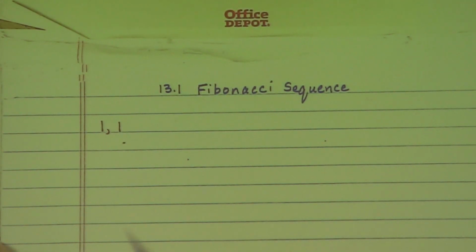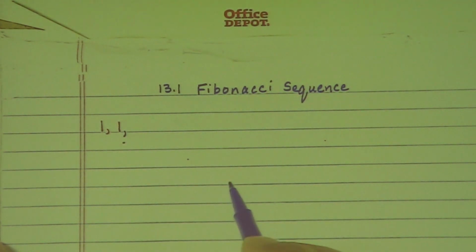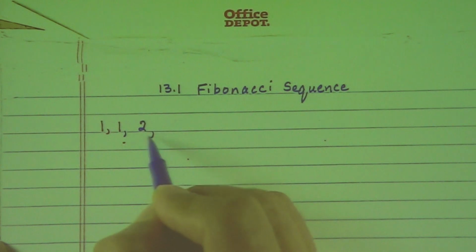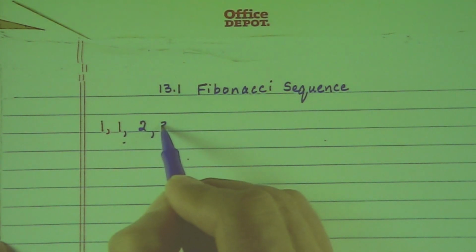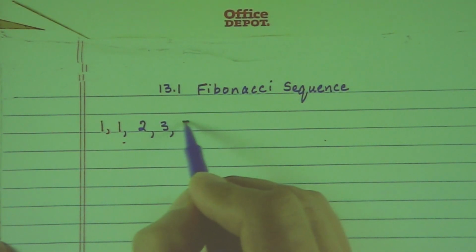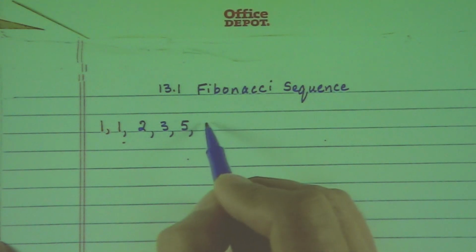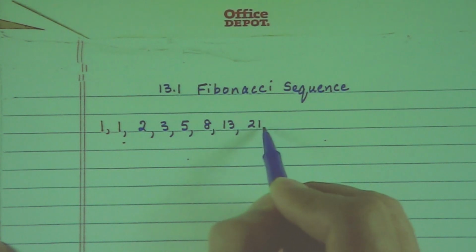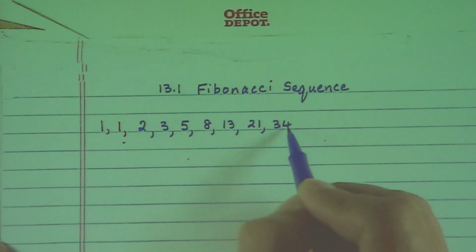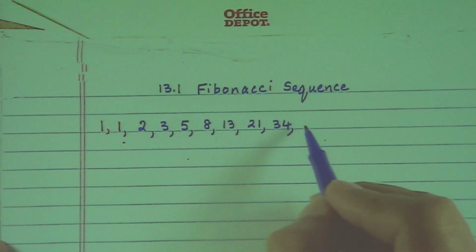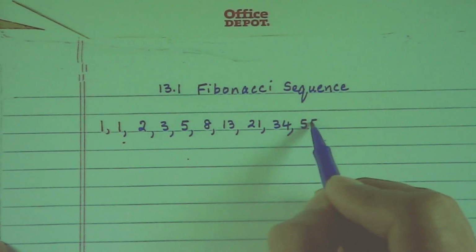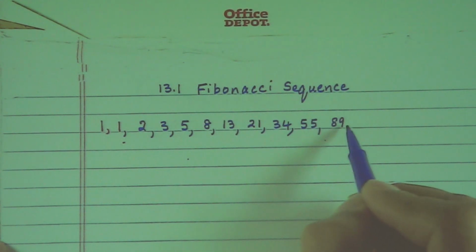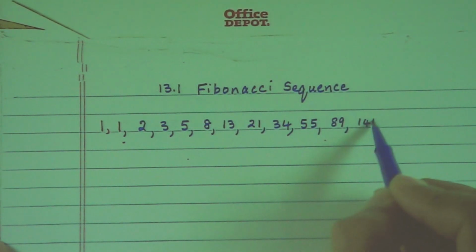and then to find the next term, you add these two, then add these two, and those two. 3 and 5, 8, 5 and 8, 13. Let's list a few more. 55 and 34, 89, 144.